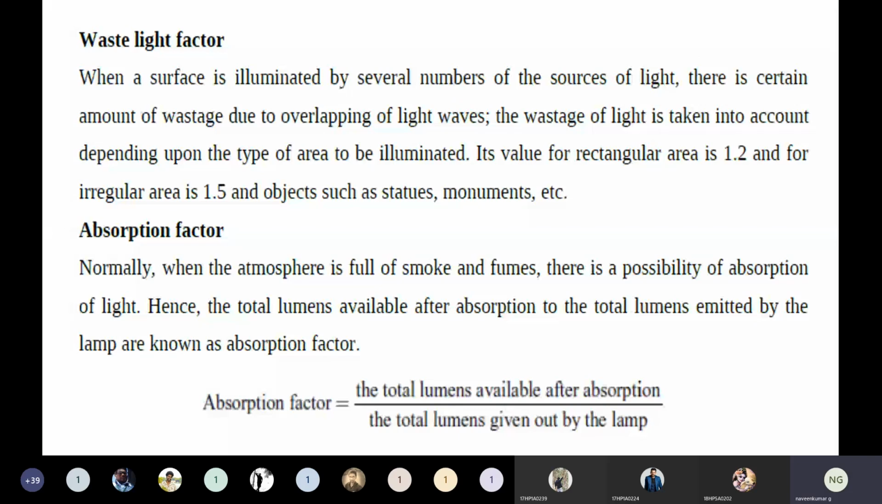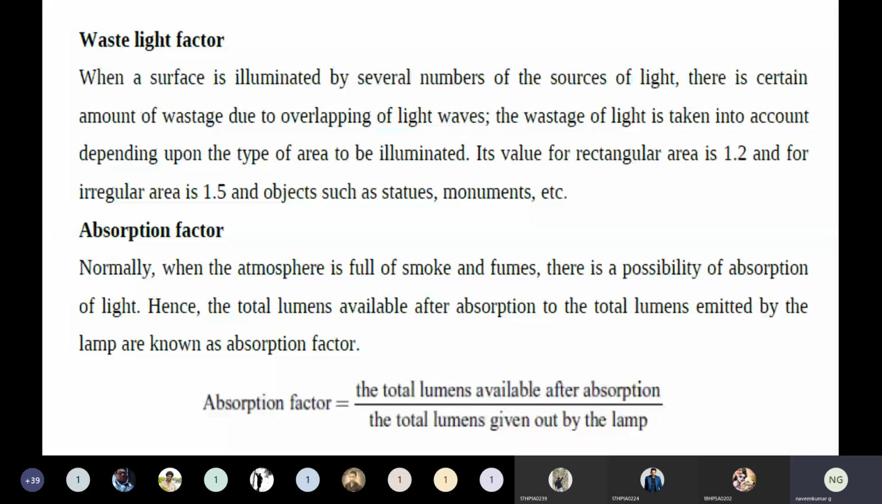Next definition is waste light factor. When a surface is illuminated by several sources of light, there is a certain amount of wastage due to overlapping of light waves. When you place light sources very close to each other, the luminous flux emitting from light source 1 overlaps with the luminous flux emitting from light source 2. So this is called waste light. That is light not being used, or simply wasted.